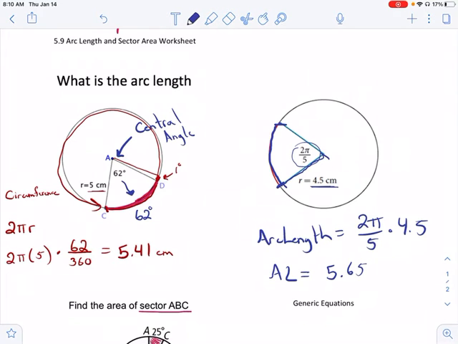So for arc length, the key I would say is to figure out proportionally what ratio of the circle we actually want, and then do the division, multiply by my radius, and I'm all set at that point.